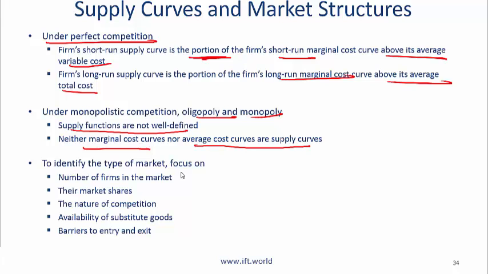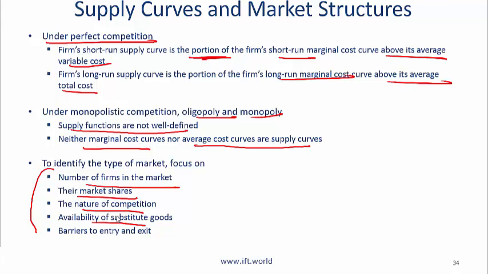To identify the type of market, you need to look at these factors. The number of firms in the market. If there are lots of firms, then you are leaning towards perfect competition. Their market shares. If the market shares are very low, then you are leaning towards perfect competition. If the market shares are high, then it might be more like an oligopoly. The nature of the competition. If the competition is purely based on price, then it is most probably a perfectly competitive market.